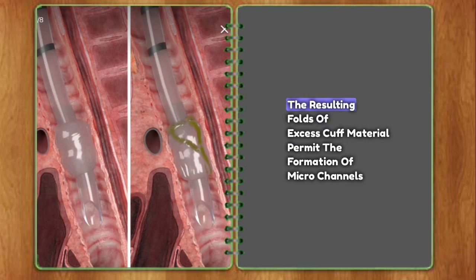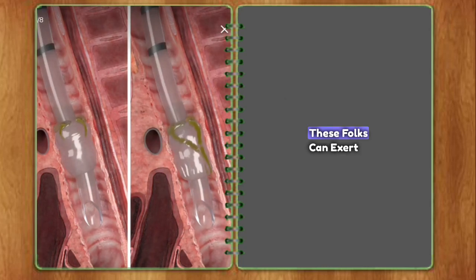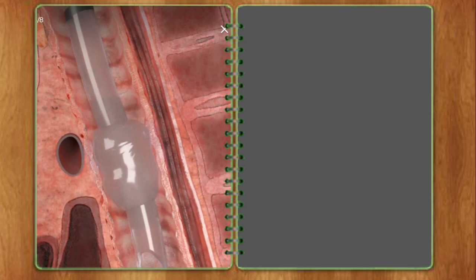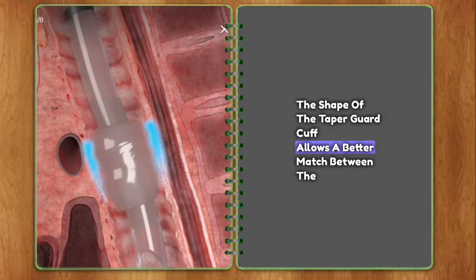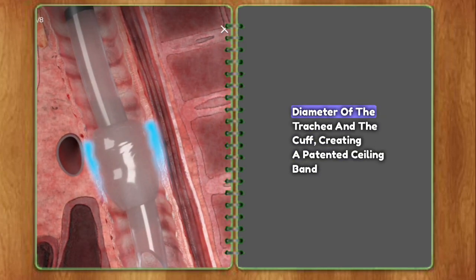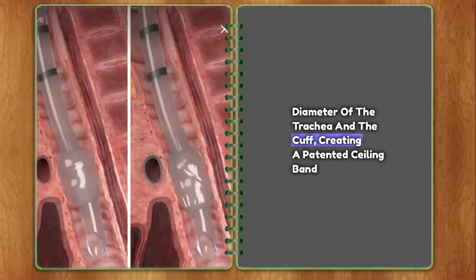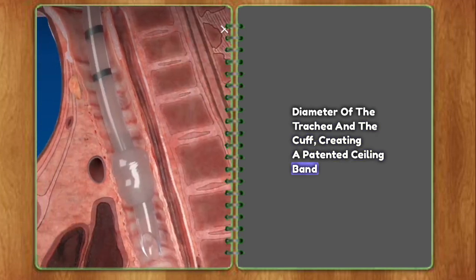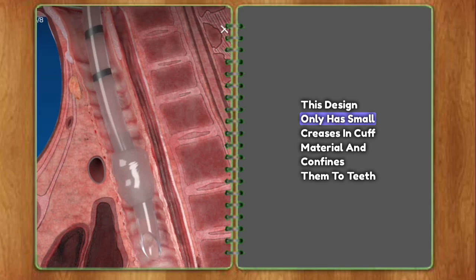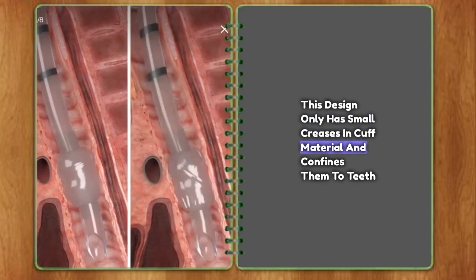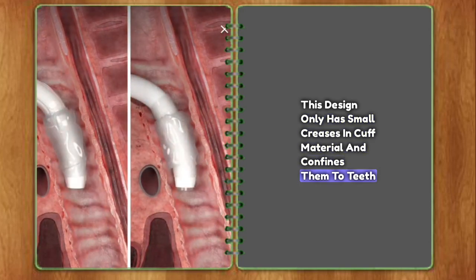However, the resulting folds of excess cuff material permit the formation of microchannels. These folds can exert high pressure. The shape of the TaperGuard cuff allows a better match between the diameter of the trachea and the cuff, creating a patented sealing band. This design only has small creases in cuff material and confines them to the sealing band.